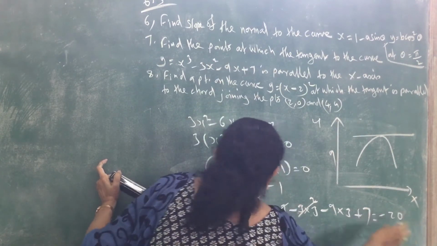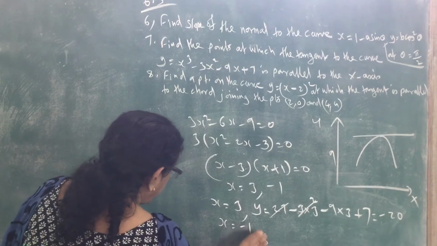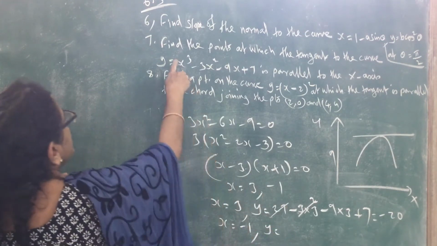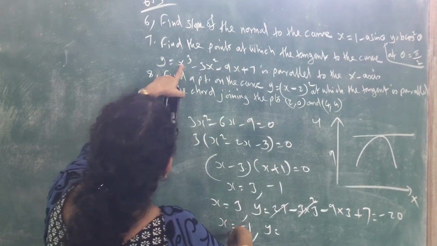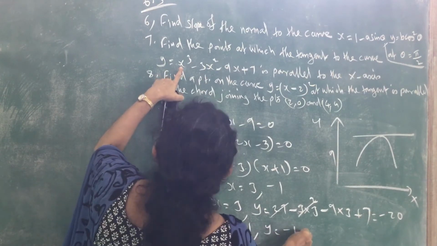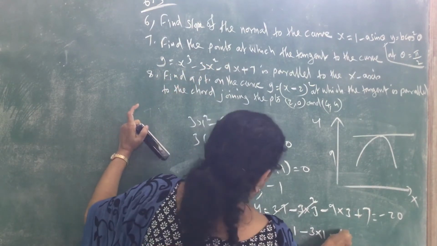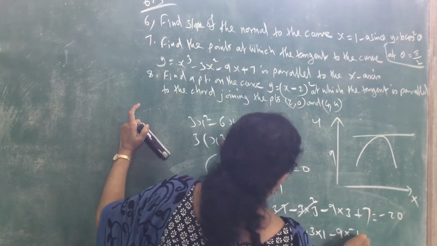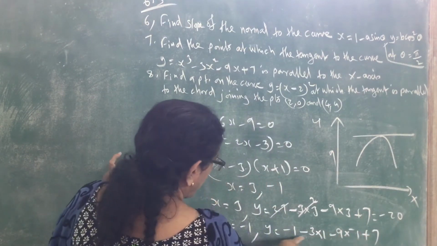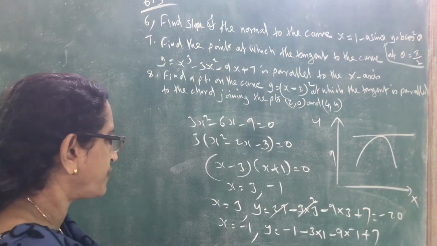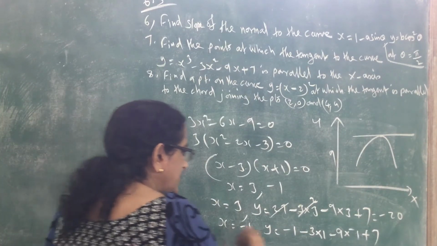which is −20. Then x = −1, substitute here: y = (−1)³ − 3(−1)² − 9(−1) + 7. So −1 − 3 + 9 + 7.